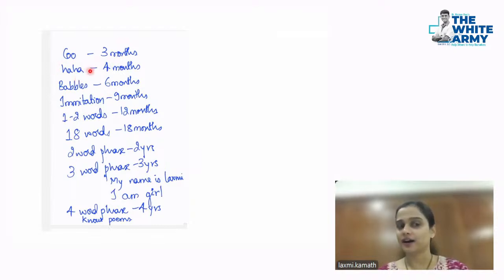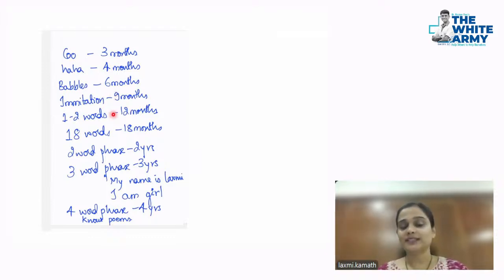So ha ha, ha ha has 4 letters. It is 4 months. At 6 months, it babbles. So the word babble has 6 letters. So it happens at 6 months. At 9 months, it does imitation. That means whatever you say, the child will try to say. So imitation is a long word containing almost 9 letters. That is why it comes around 9 months. And at 9 months, you should also know that the child waves bye-bye.